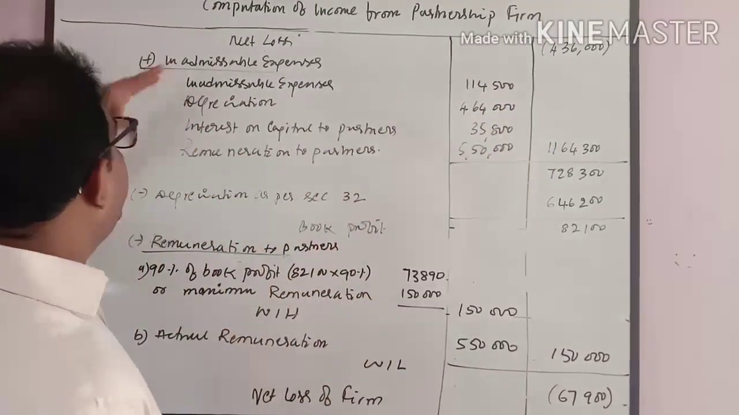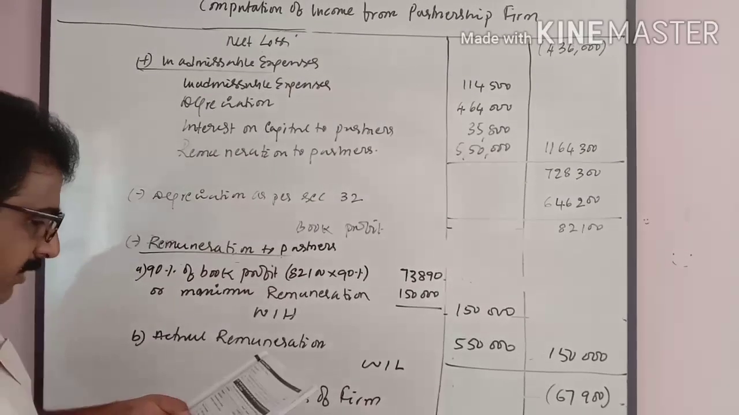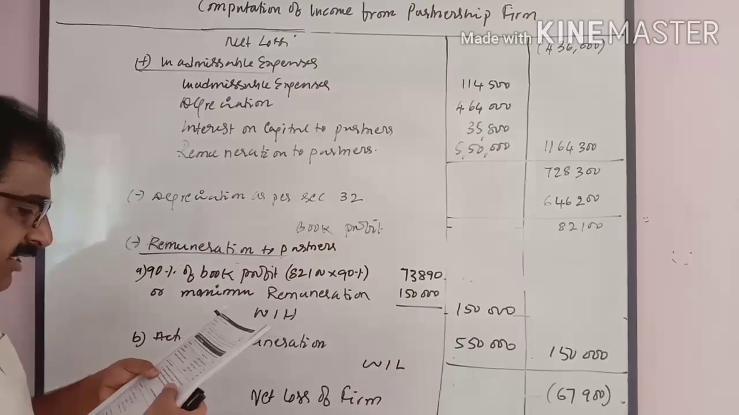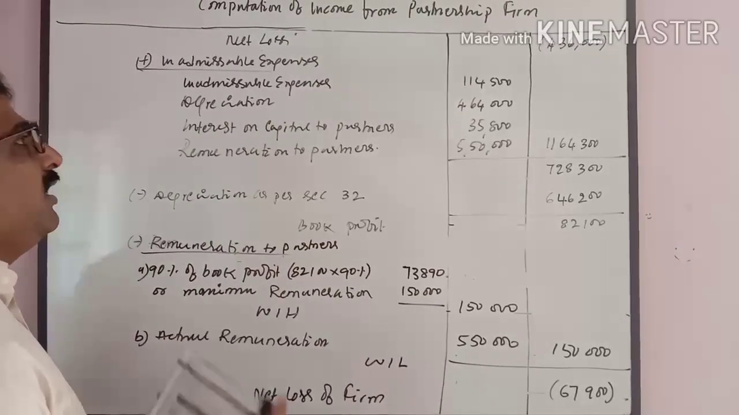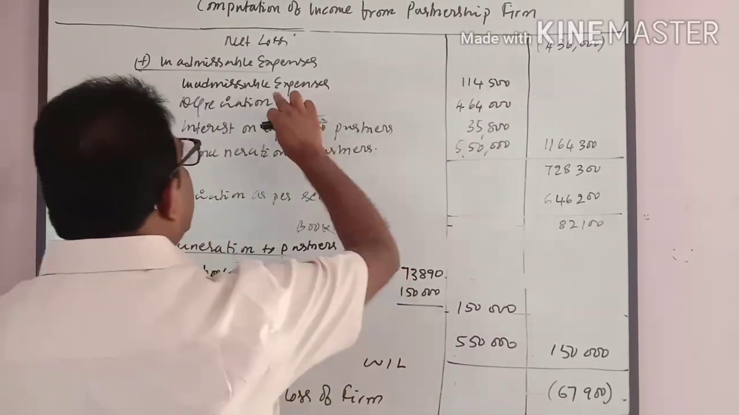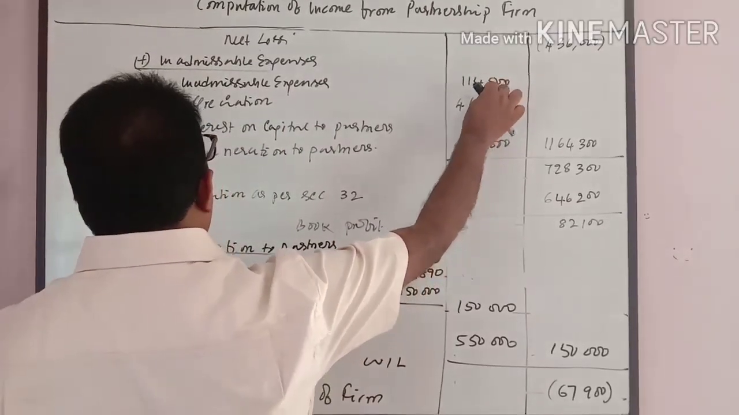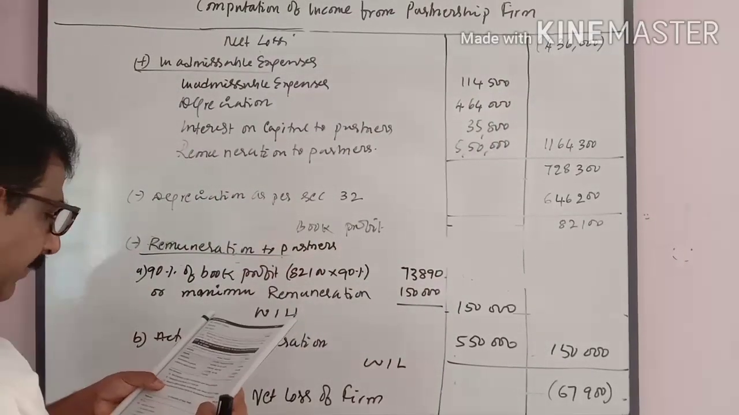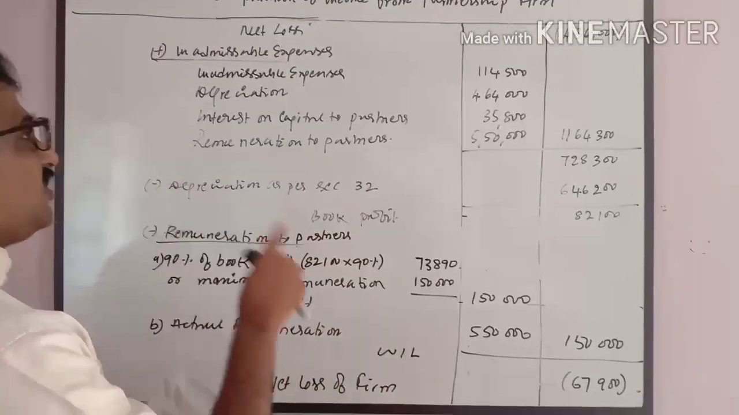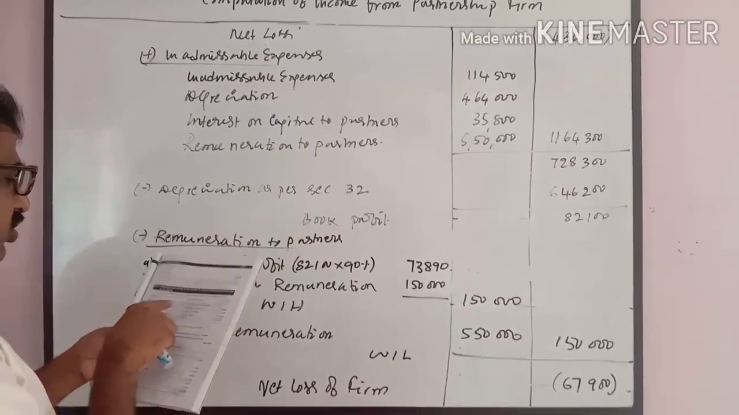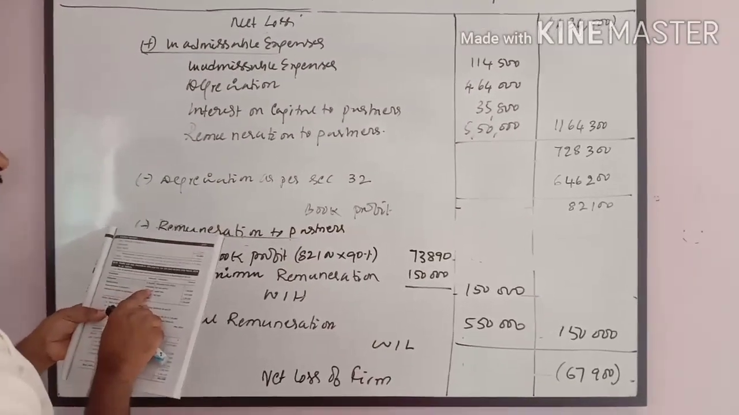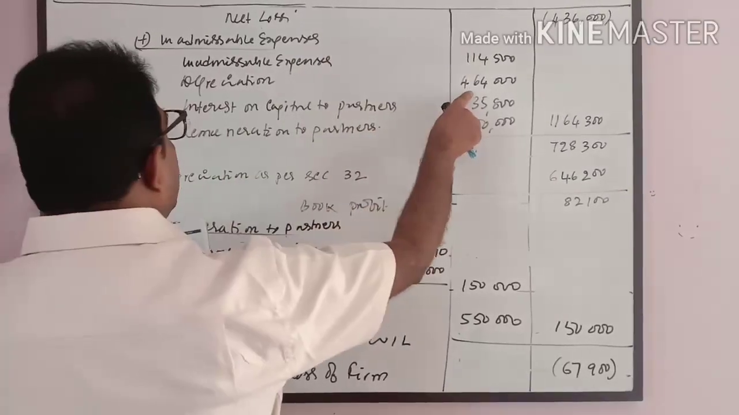Add back all inadmissible expenses. In the problem, out of expenses 1,14,500 is not deductible under section 36 and 37. Inadmissible expenses identified by the authorities are 1,14,500. This is not allowed. Add back to the profit 1,14,500. Then depreciation as per section 32 is 6,46,200. In the first instance, whatever depreciation is charged in the partnership firm, I will add back to the profit. Depreciation as per P&L account is 4,64,000.